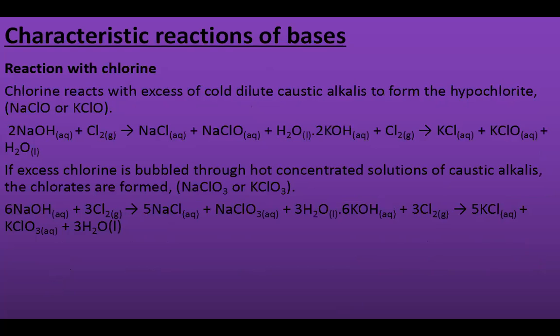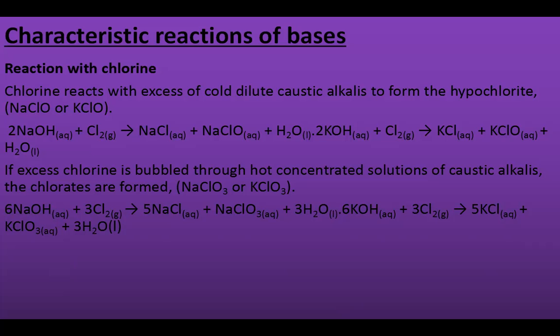Moving on, let's see the reaction with chlorine. Chlorine reacts with an excess of cold dilute caustic alkalis to form hypochlorites, with formulas NaClO or KClO. In the reaction, sodium hydroxide plus chlorine gives sodium chloride plus the hypochlorite, plus water.